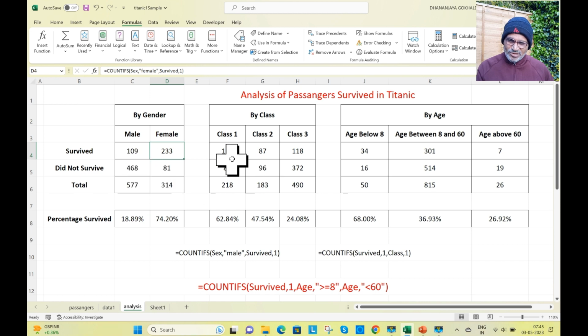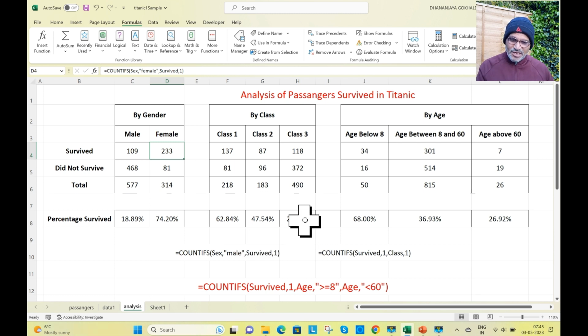But similarly, you could take a look at the class also. If you see the percentage survived, in class 1, 62% of people survived, class 2, 47%, class 3, only 24% could survive. Why is the percentage lesser in class 3? Probably class 1 must have been closer to the upper deck, so people could escape from there, and there was less rush also. So it was easier for them.